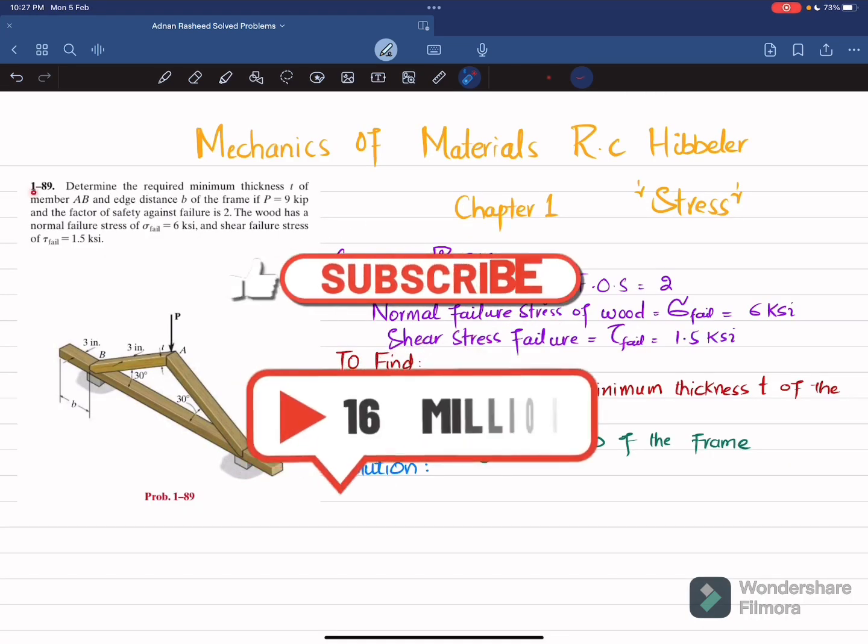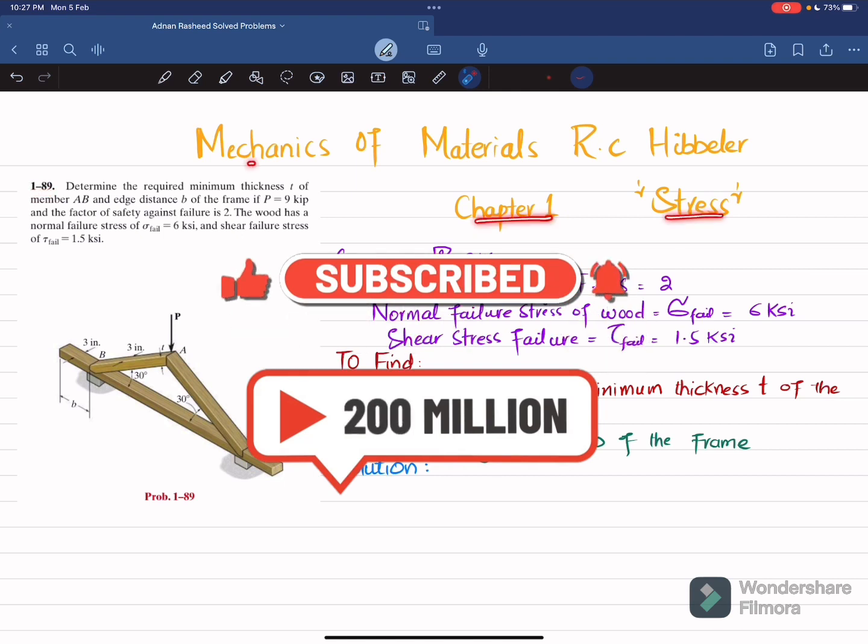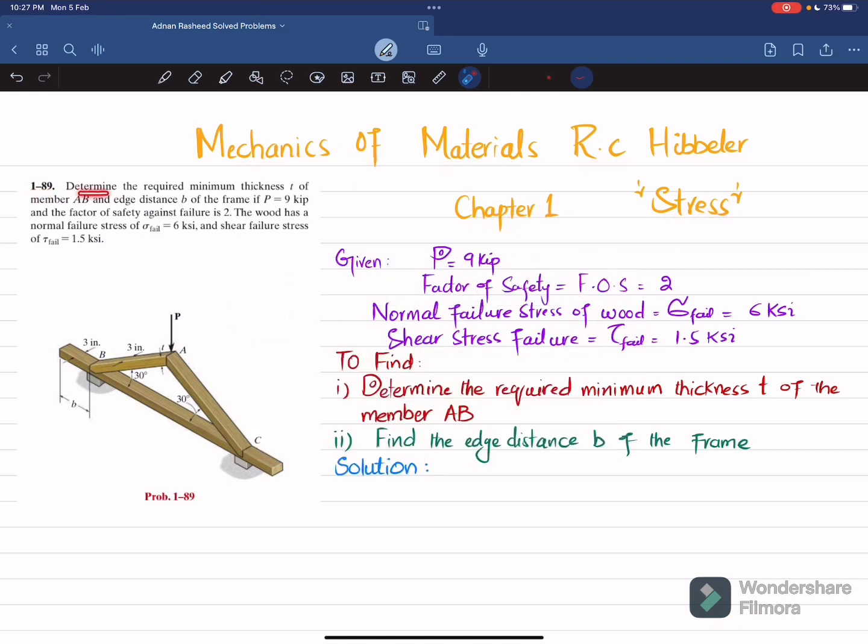In this video, we are going to solve problem 1-89 that is taken from chapter number 1, Stress, and the book name is Mechanics of Materials by R.C. Hibbeler. So the statement is: determine the required minimum thickness T of the member AB and edge distance B of the frame if P is 9 kips and the factor of safety against failure is 2. The wood has a normal failure stress of 6 ksi and shear failure stress of 1.5 ksi.